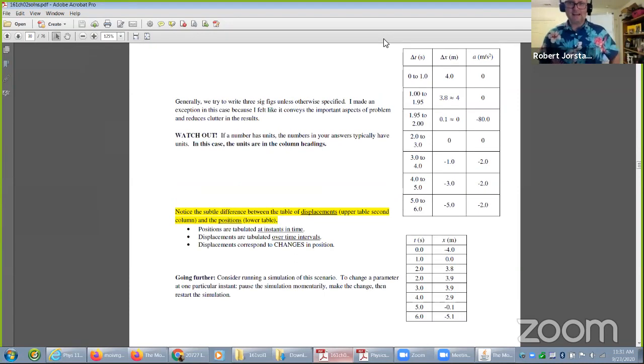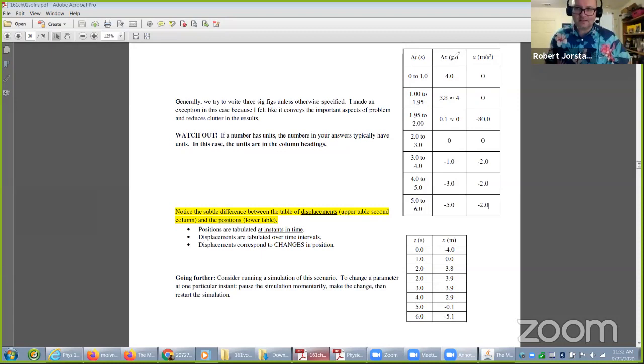All right, the idea here, I want to point out a huge difference. Okay, look at this. This is a delta x. It's a change in x. Down here, this is x. There's a big difference there. All right. And so notice, you might be wondering, why did this start at -4? Does anybody have an idea?